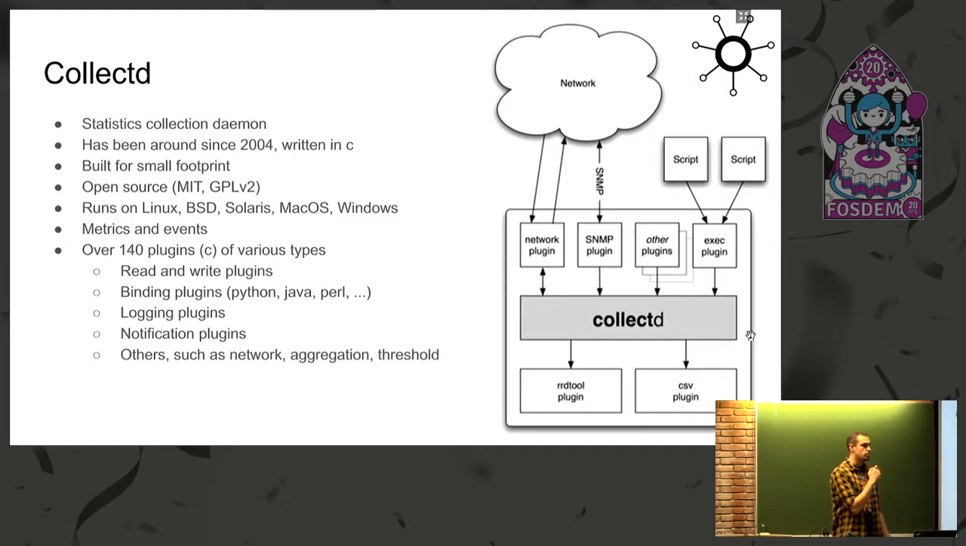Some of them are reading telemetry from various pieces, either from applications, from the platform, hardware, or many other places. It's also able to write this telemetry in multiple ways, to the network, to a file such as CSV, or to time series databases like InfluxDB or any other. There are also binding plugins. If the plugins that are there are not enough for you, you can write some Python scripts or Java applications and feed them into the CoSP core daemon to dispatch those applications for further integration with your analytics stack. There are also modules for logging, handling notifications, aggregation, thresholding, and filtering metrics.